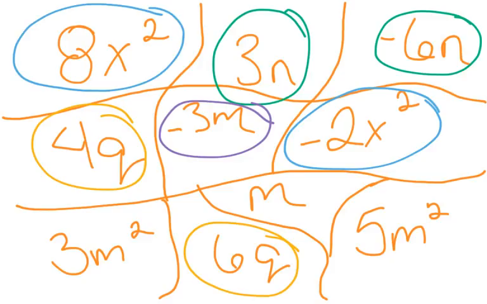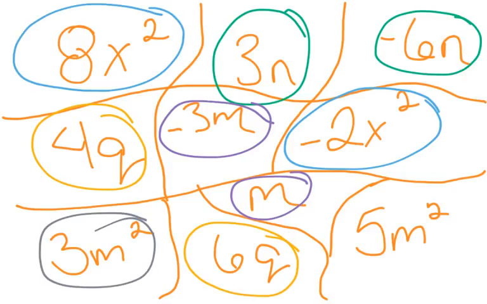So we have our negative 3m, and then that goes with the m, okay? Because we don't have a power up here, therefore we can't have a power here either. And then last but certainly not least, we have our 3m squared that goes with our 5m squared. I'm hoping you got all of these correct and you're able to correctly find the ones that should go together.